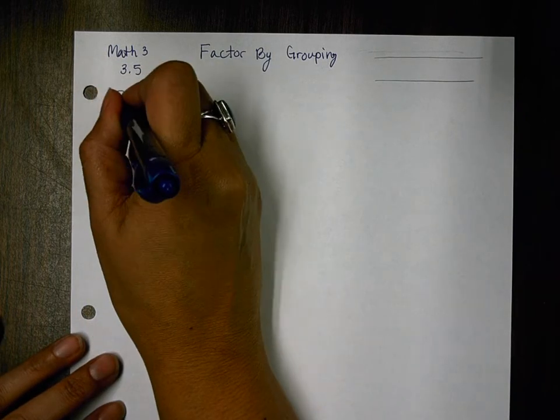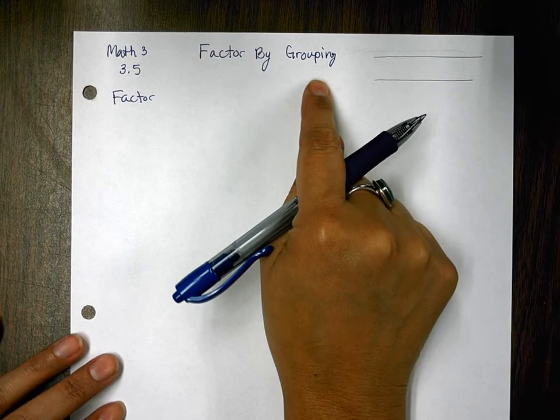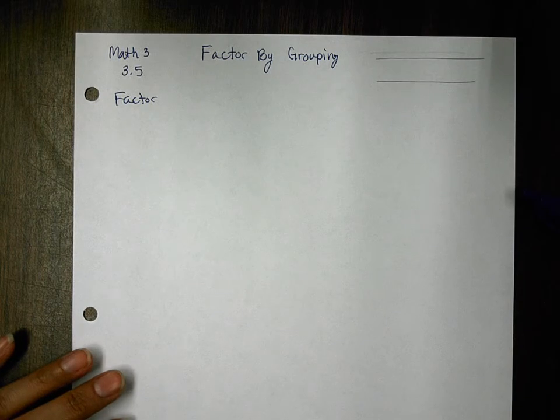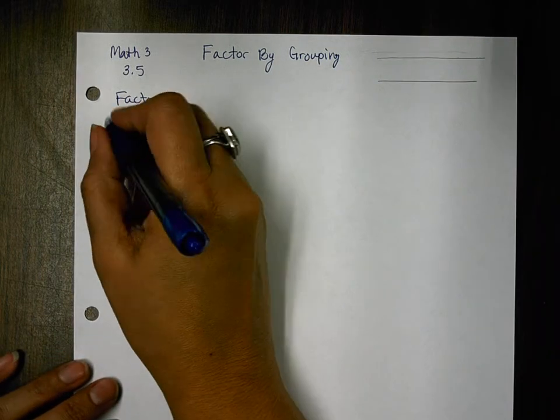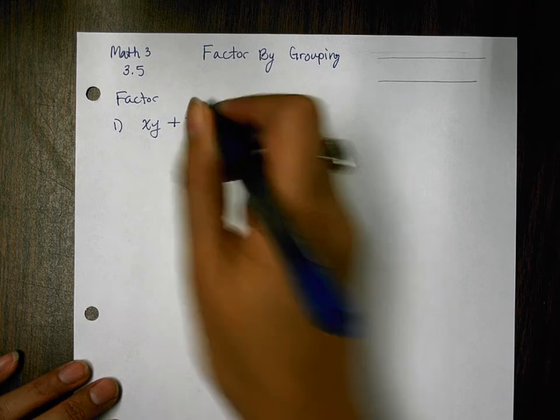We are going to be factoring today, and the new method we're learning is grouping. We're going to be factoring using the grouping method. And again, that is new to us this year. The first two are review. Number 1, factor xy plus 7y.